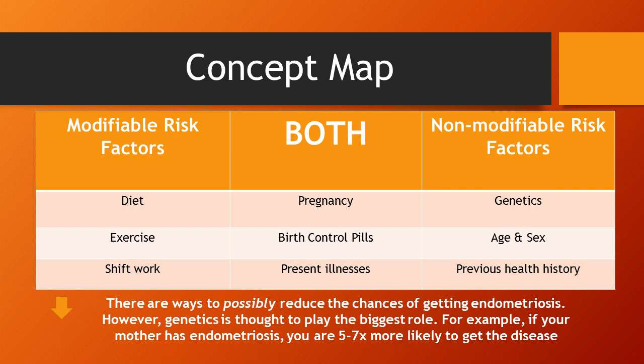Now, taking birth control pills are supposed to decrease the chances as well, but this is not an acceptable option for some cultures. Present illnesses is the third item in the both category, because depending upon the illness, depends on whether it's modifiable or not. The last note on the concept map, you'll see down below that chart, it's talking about possible ways to reduce the chances of getting endometriosis, but it just highlights that genetics is thought to play the biggest role. So for example, if your mother has endometriosis, you are 5 to 7 times more likely to get the disease.